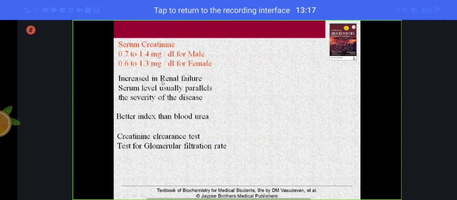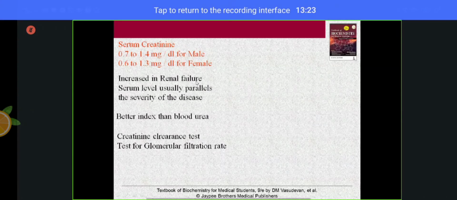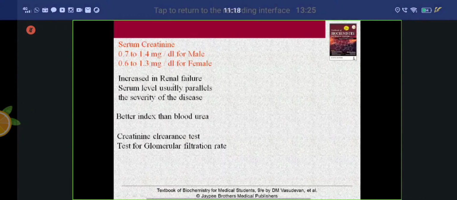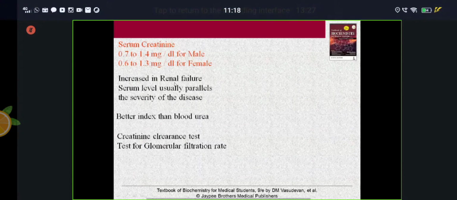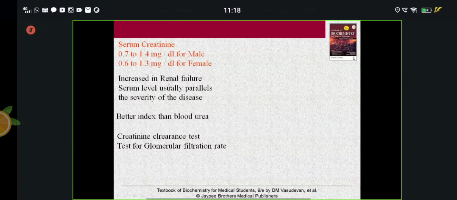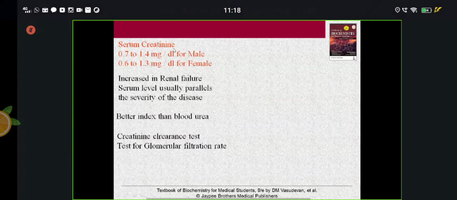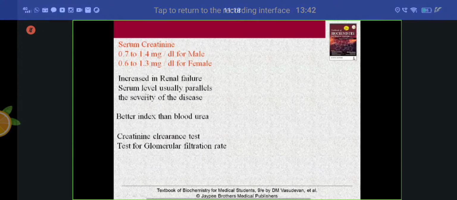Now these levels are usually elevated in renal failure. Whenever the kidney is not functioning properly, it is not able to excrete the waste products in the body. So the marker we use to measure kidney function is creatinine. If we want to measure the kidney function, what do you use? Serum creatinine.